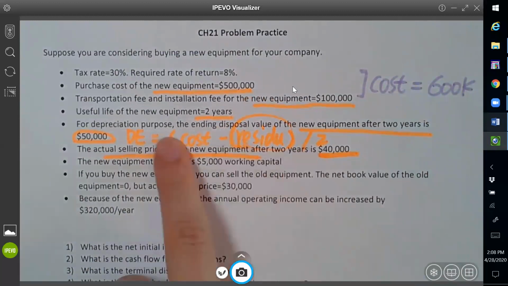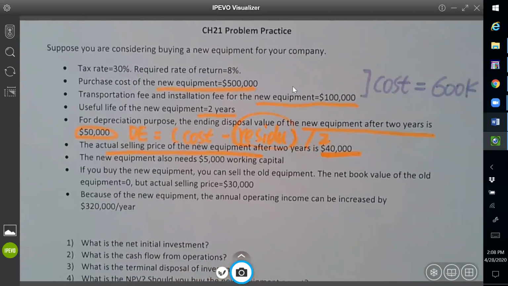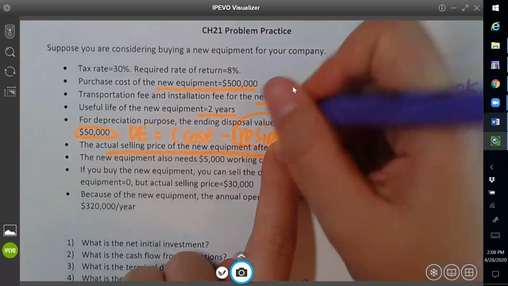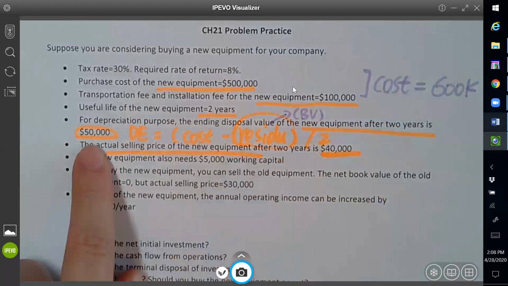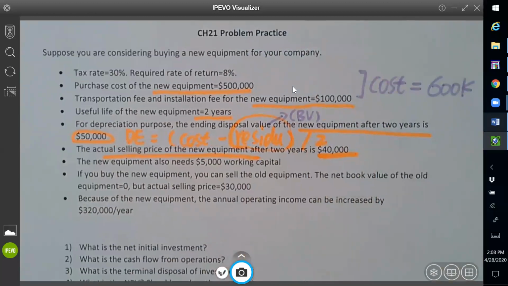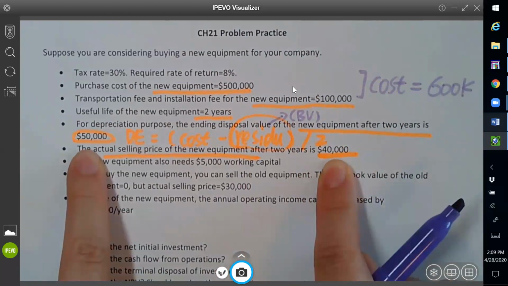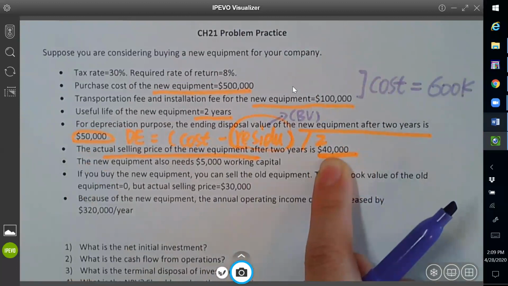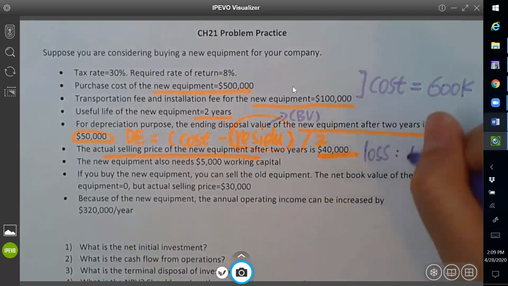So I should put here the book value. The ending disposal value, which is also the net book value, is 50,000. But your selling price is 40,000. So what did you get? Do you have a loss or a gain? You have a loss of 10,000.